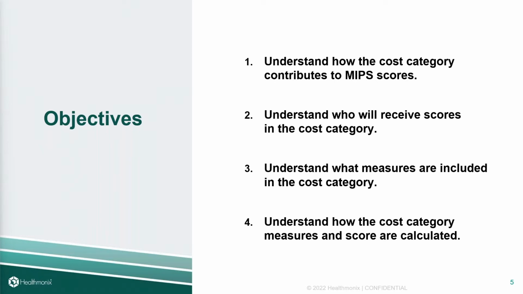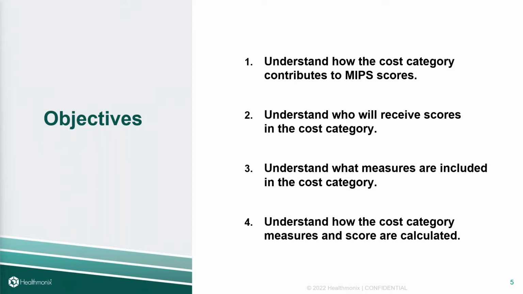So a couple of the objectives for you, what we're going to be going over today. Understanding how the cost category contributes to your MIPS score, understanding who will receive scores in the cost category. This is something that is very confusing as it has changed a lot over the years, how it is done, and with additional measures every year, it becomes harder to understand.